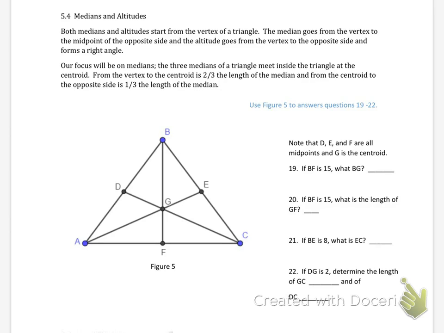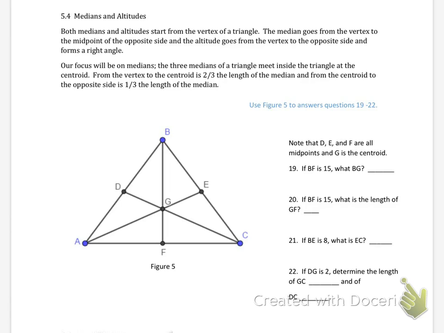The median goes from the vertex to the midpoint of the opposite side, and the altitude goes from the vertex to the opposite side and forms a right angle. Okay, our focus right now will be on medians.